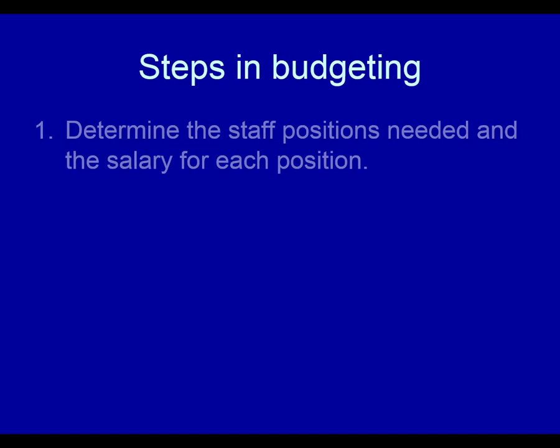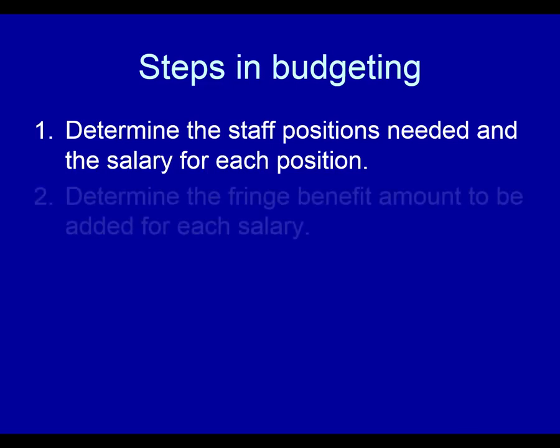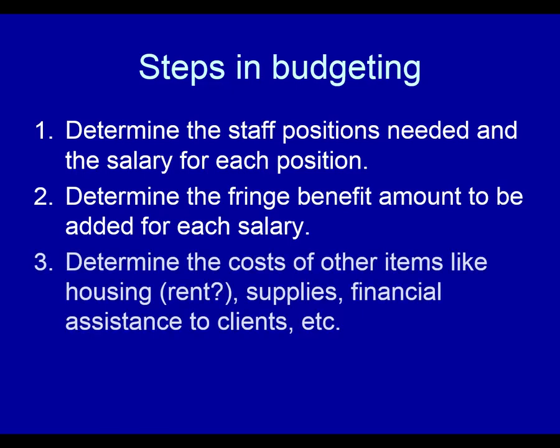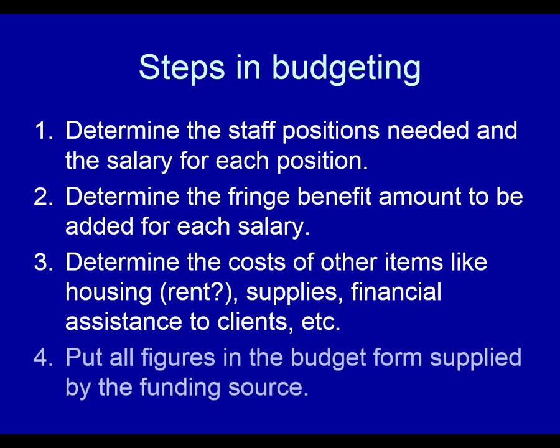Here are some steps in the budgeting process. Determine the staff positions needed and the salary for each position. Determine the fringe benefit amount to be added for each salary. Determine the cost of other items like housing, supplies, financial assistance to clients, etc. And that will vary, of course, with the kind of program that you are proposing. Put all figures in the budget form supplied by the funding source.